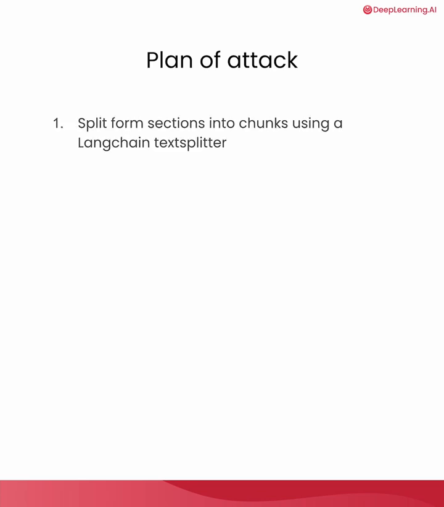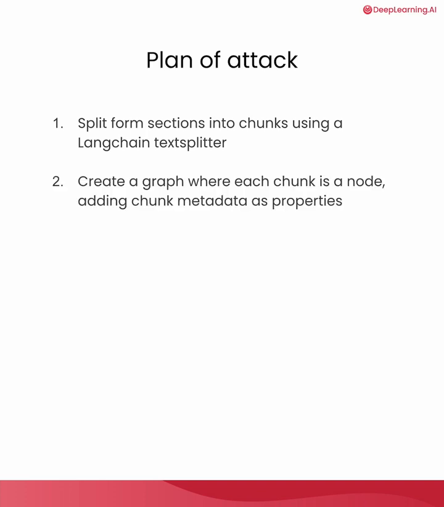Okay, we're almost ready to get back to the notebook. But before we do, let's think about what our plan of attack is going to be. We saw that each of the forms have different sections of text that we're going to split up into chunks. We're going to use LangChain for that. And then once we've got all of those chunks set up, each of those chunks will become a node in the graph. The node will have that original text plus some metadata as properties.